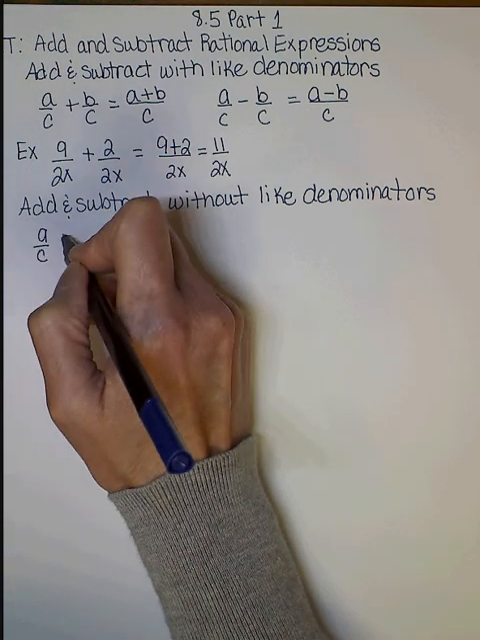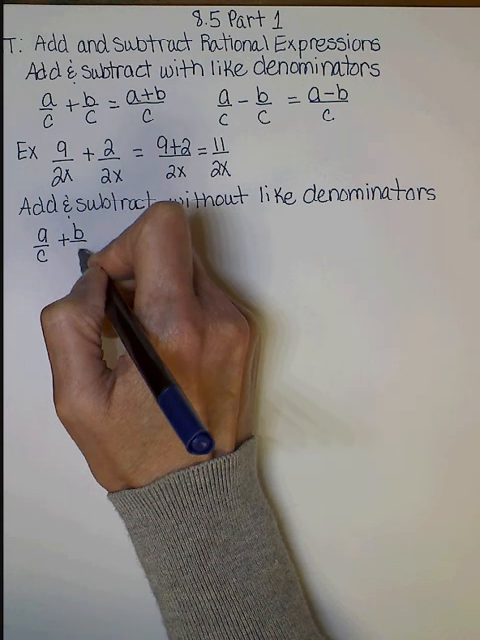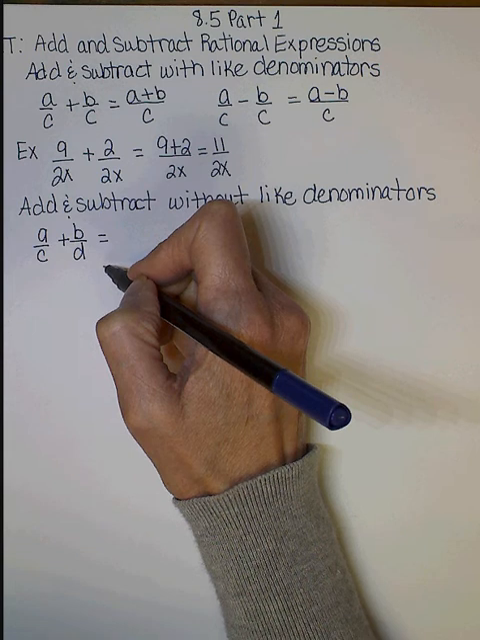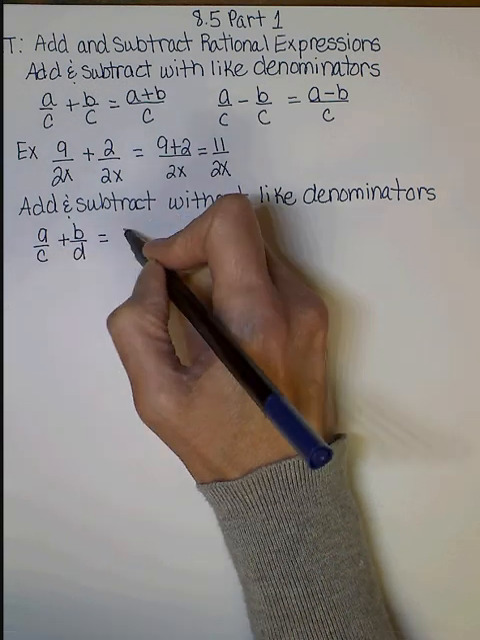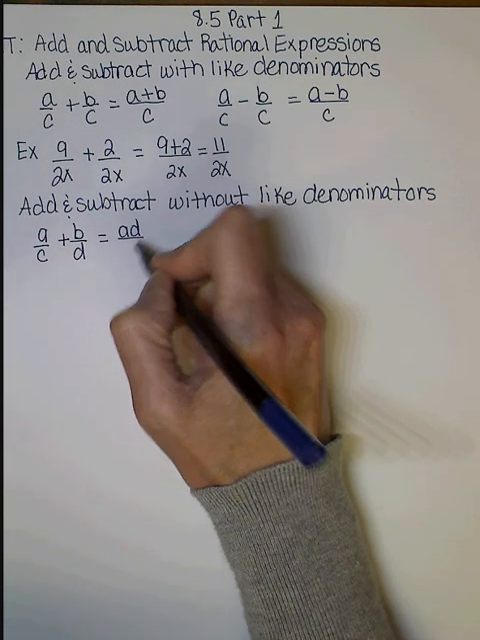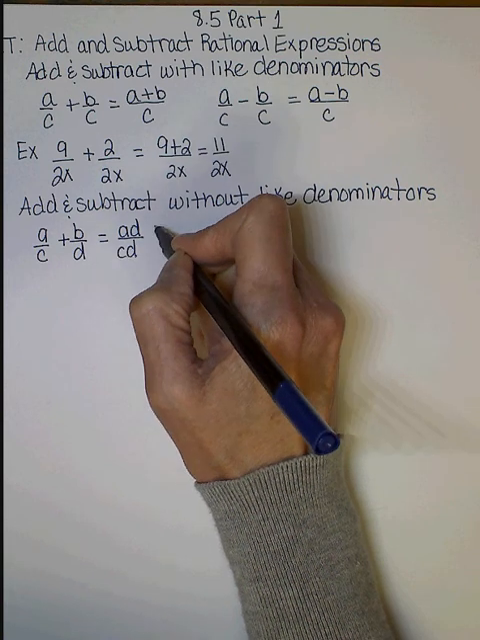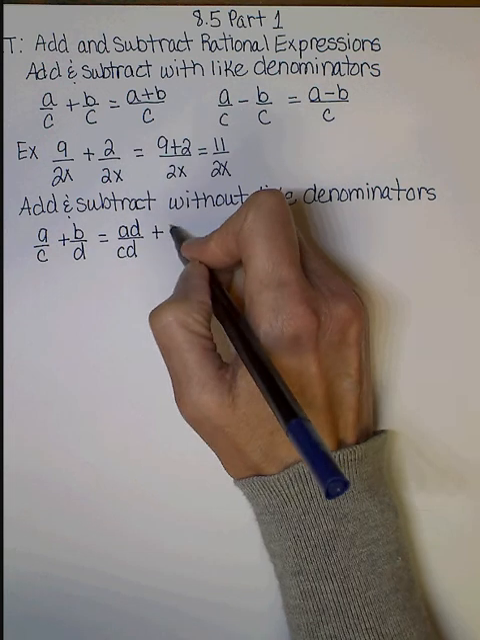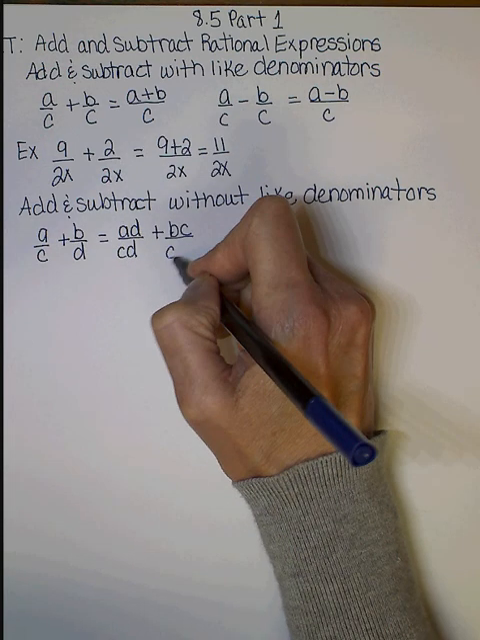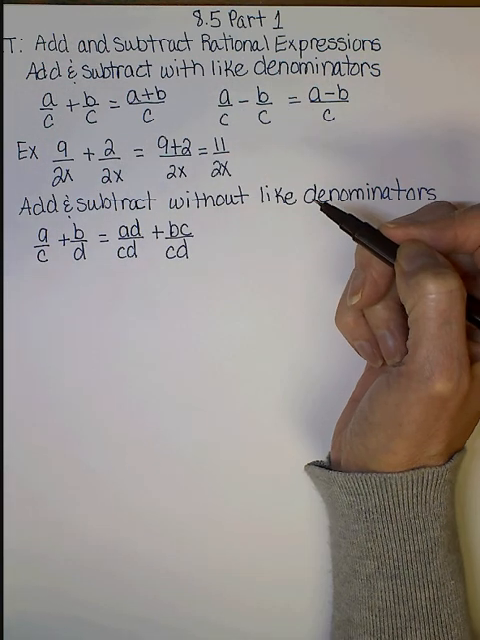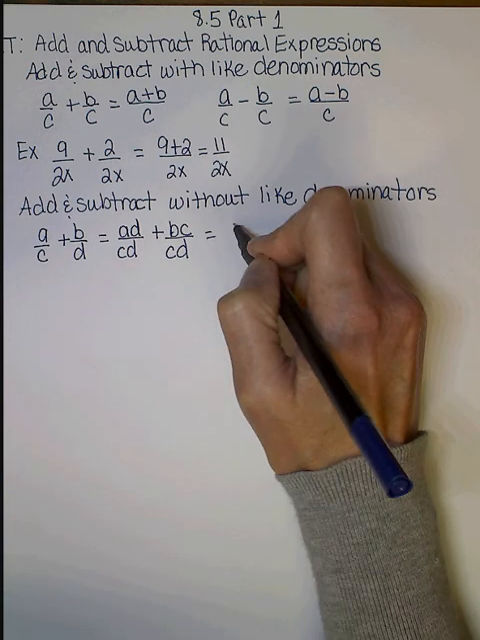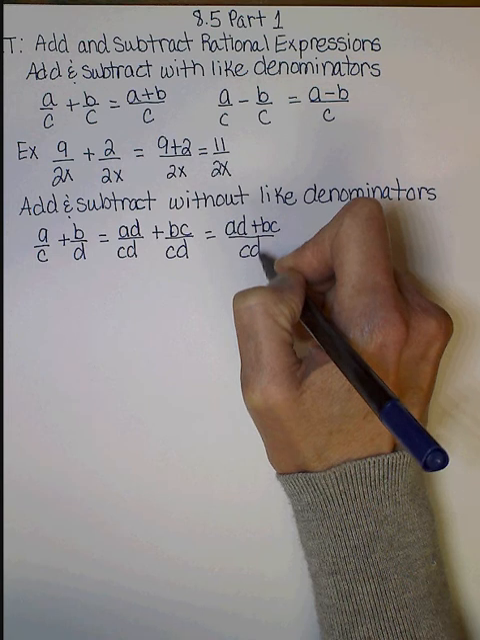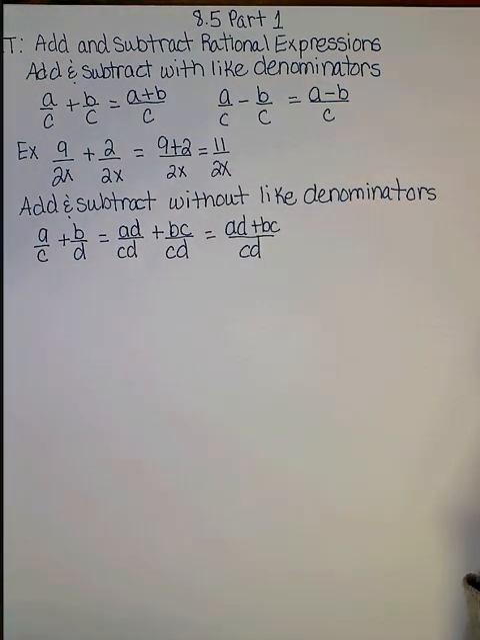If I'm adding a over c plus b over d, these aren't like denominators, so I would have to multiply both of these by d, so I'd get a d over c d, and over here I'd have to multiply top and bottom by c. Okay. Once I get the common denominator, then I do what I did before and I just add the numerators, but I keep the denominator. And the same exact thing will happen with subtraction.